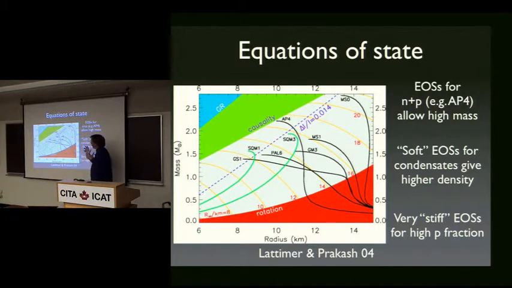What is the actual pressure in the interior of neutron stars?